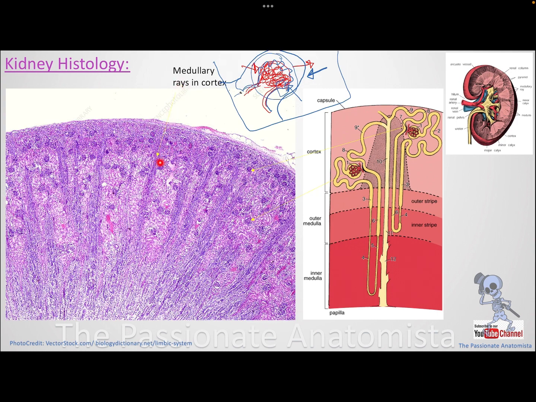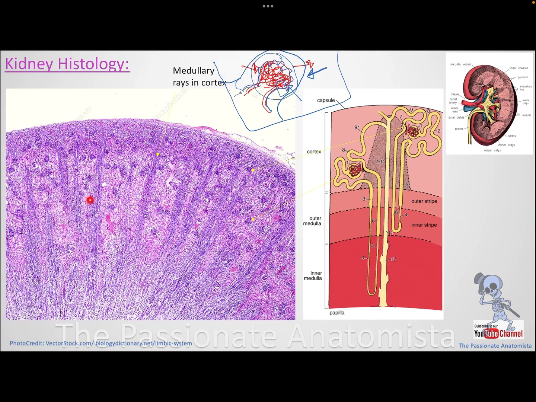So what happens is we have something called medullary rays. Medullary rays are basically your straight tubules. You have proximal convoluted and distal convoluted, forget about them. You have proximal straight, you have distal straight, you have the loop of Henle, and you have the collecting duct. All of these are straight tubules. If you look at them here, they look like rays, like sun rays or any rays.